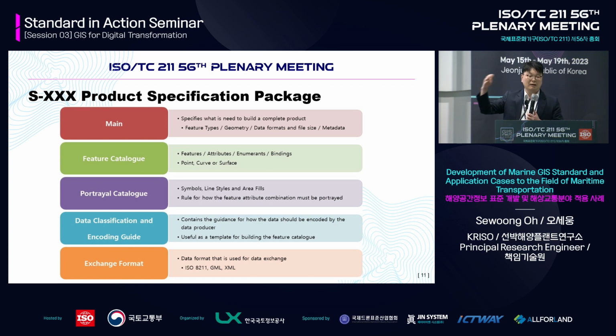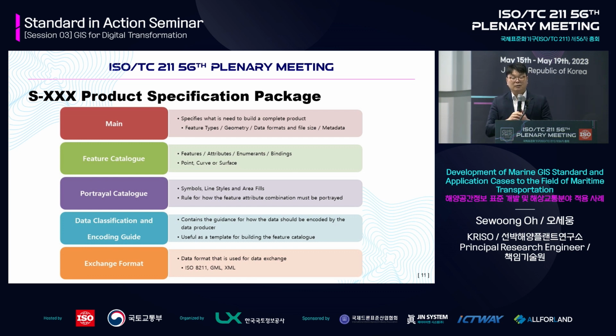So as you have seen, there are many items listed in the SXXX product specification package, IMO, IOC, and different organizations and agencies will come into play, bringing more information on components. And if you look at the category here, there's the main document, including metadata, data formats, and so on. And then there's the feature catalog, that's XML based. And then there are symbols. Symbols play a big role in nautical charts.